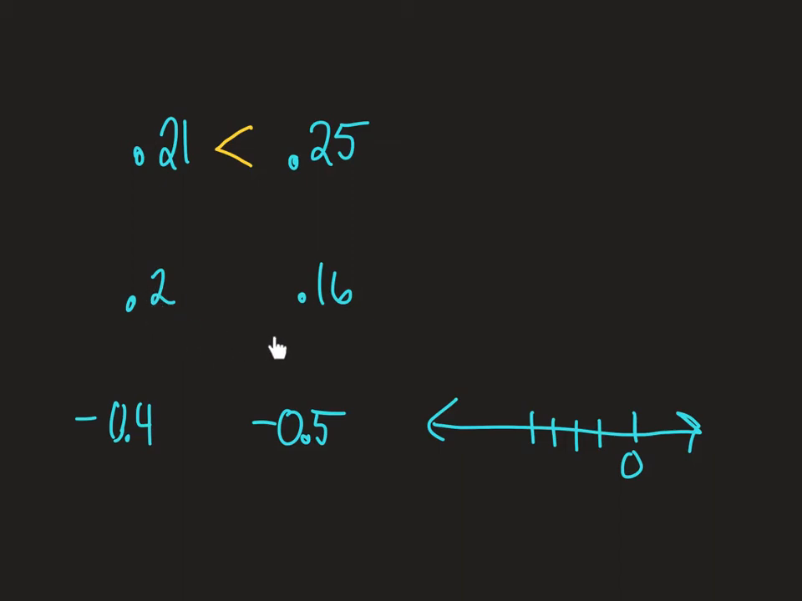In this example, this is one the book is going to love to give you. This has 2 digits, this has 1. This looks bigger, 16 looks bigger than 2. But we need to make them have equal digits. I can add a 0 without changing the number. And now all of a sudden you can see that 20 is bigger than 16.